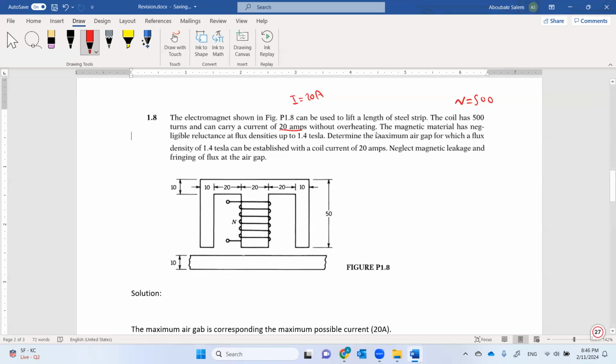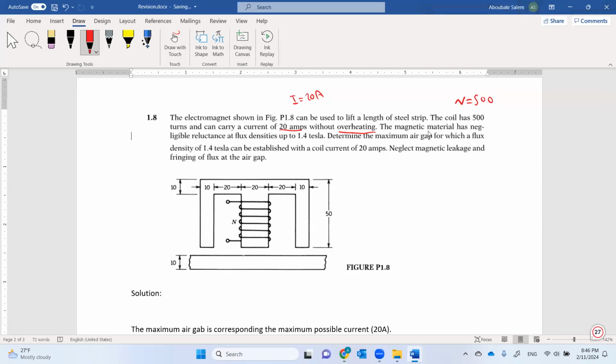What is the meaning of without overheating? Without overheating means this is the limit. We cannot exceed the current over 20 ampere. Otherwise, this will overheat the coil and this may burn our magnets. So this is the maximum value we should use in this case. So we shouldn't have a current higher than 20 ampere.